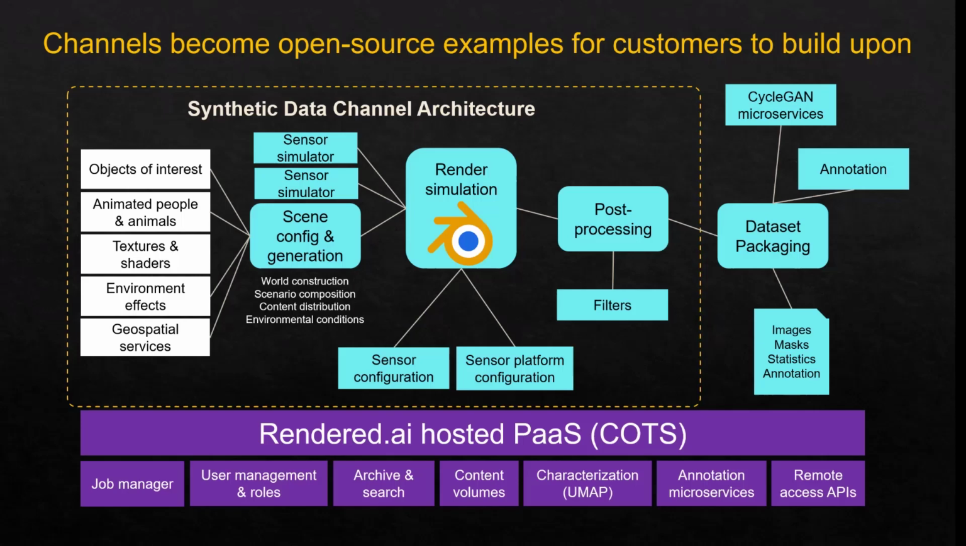From there, we also provide, outside the channel, CycleGAN microservices for domain adaptation. We provide custom annotation services and a variety of other things within Rendered. Underneath it all, Rendered provides job management, user management, and role management, archive and search, and a variety of other capabilities in Rendered AI Cloud, so that customers can basically focus on building and configuring the channels that they need for their data sets without having to worry about all of the management activity that goes on around running jobs in the cloud.